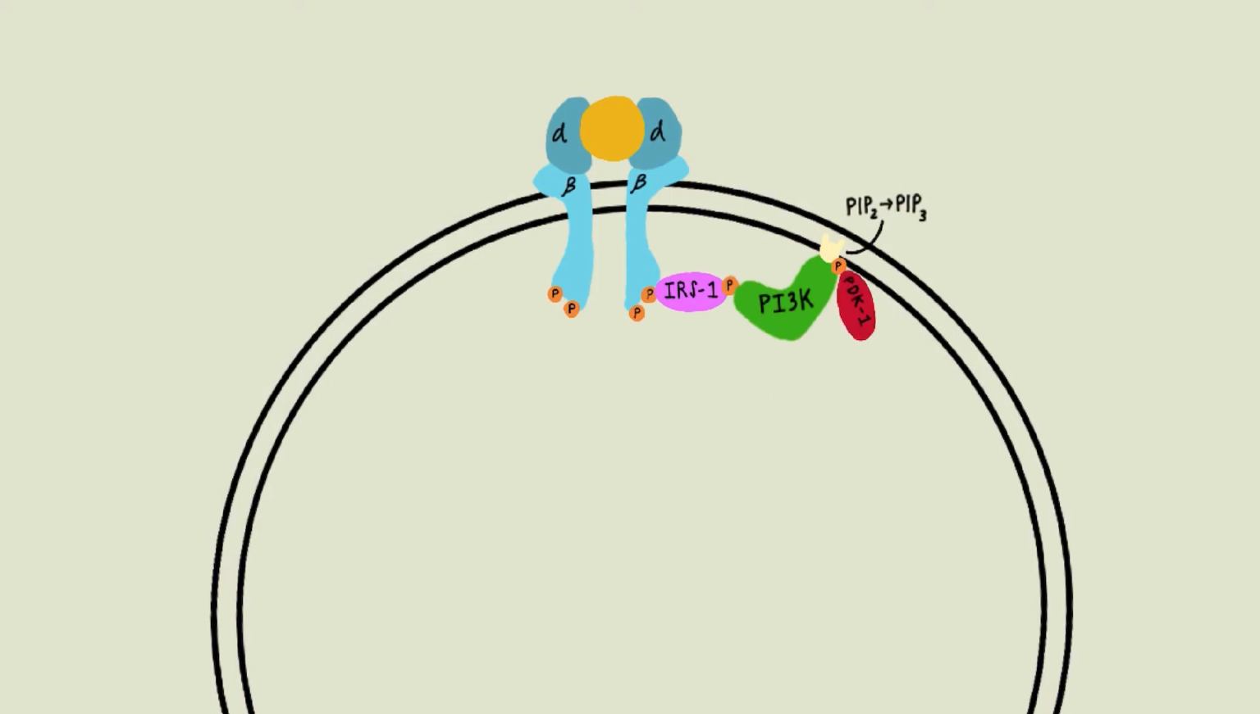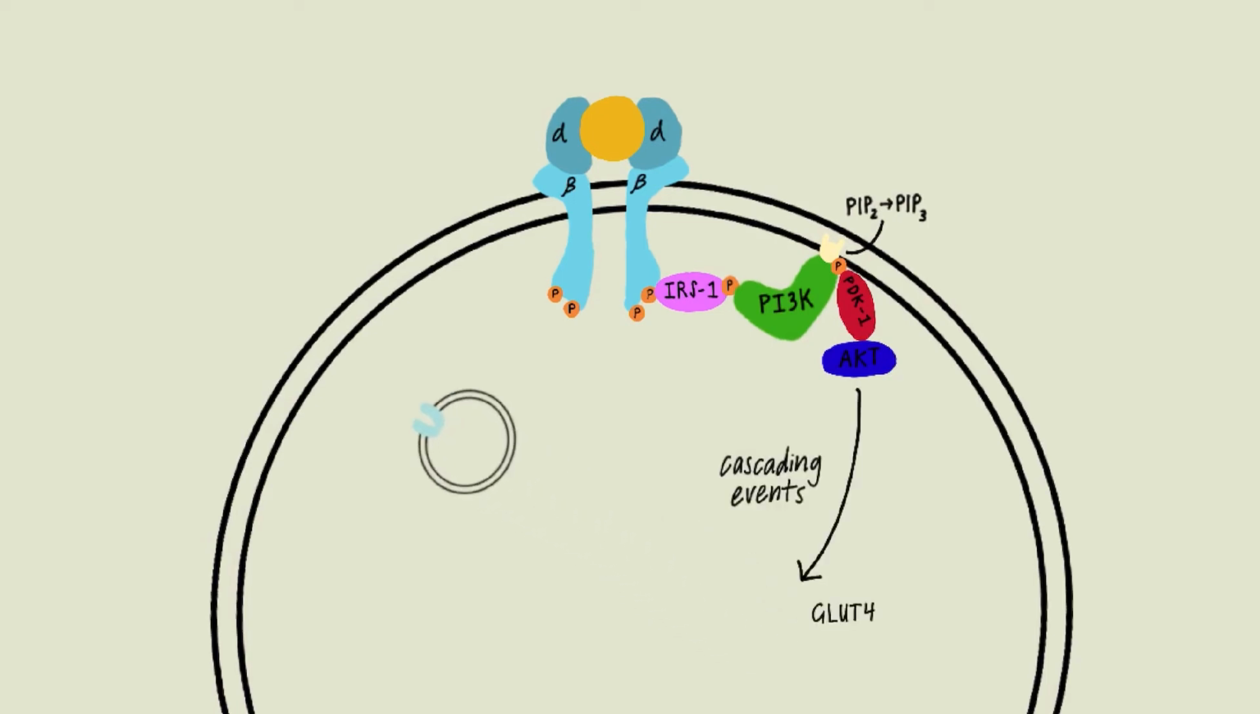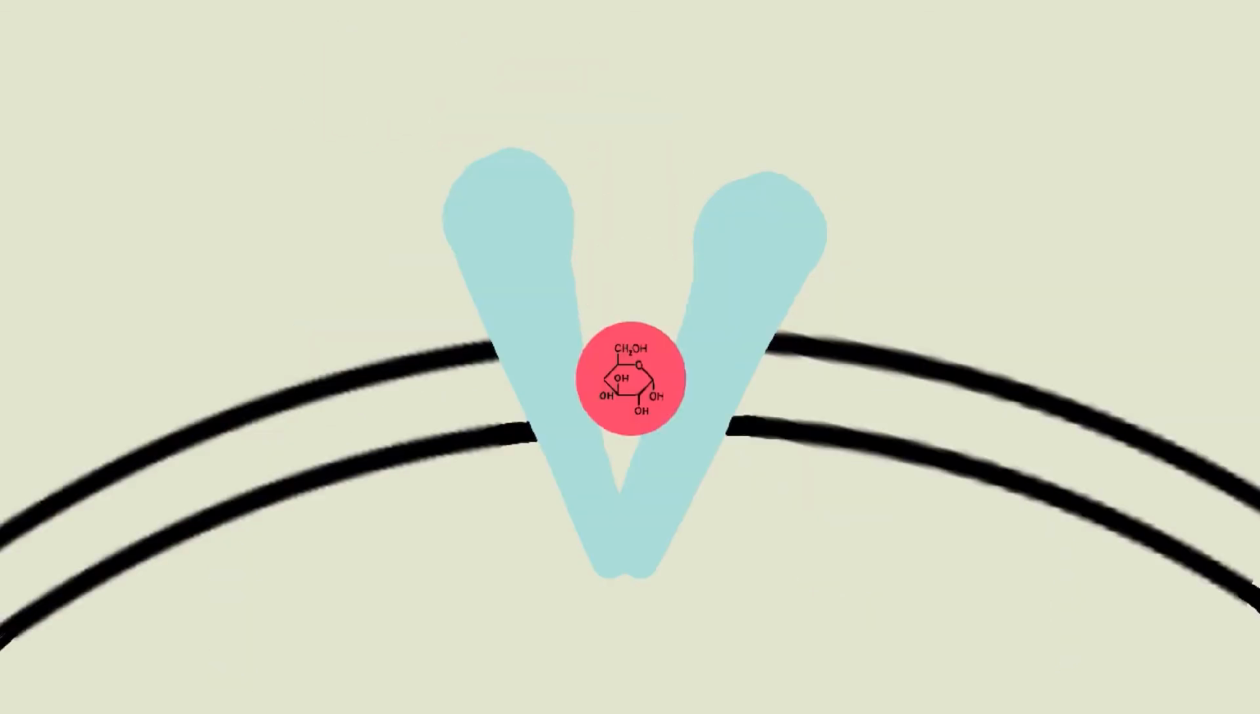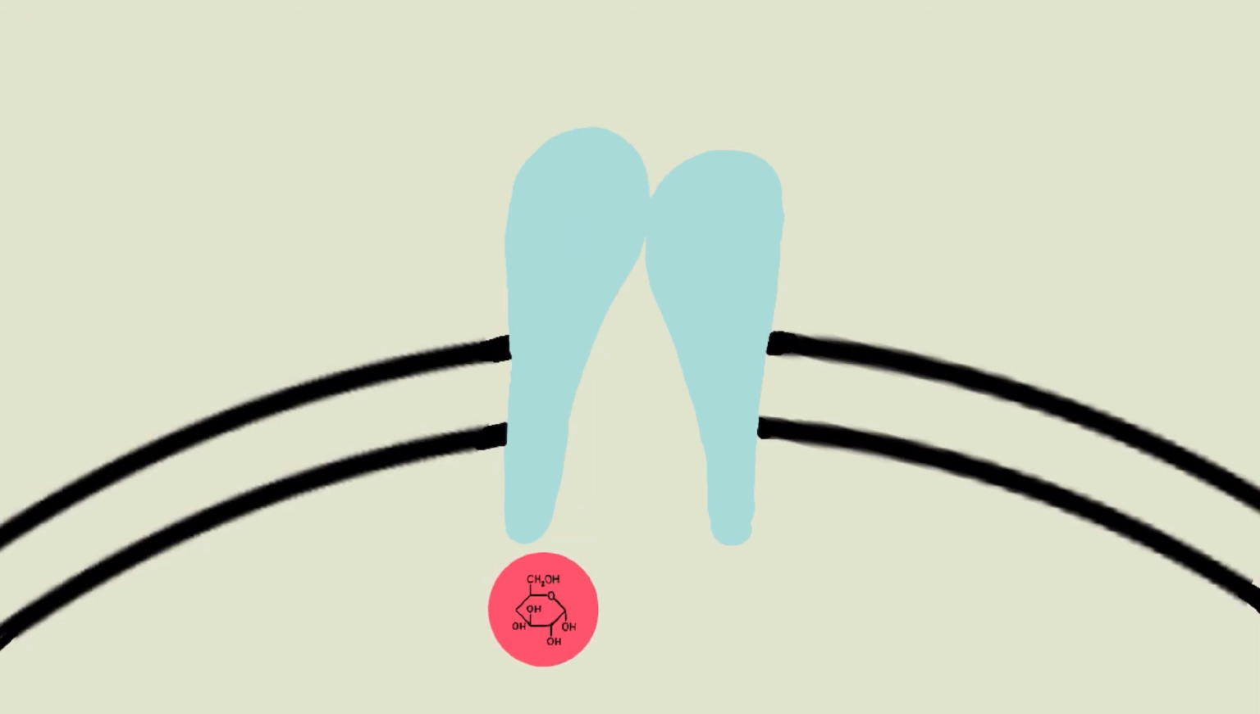PIP3 serves as a recognition site for PDK1. PDK1 then phosphorylates AKT, another protein kinase. The activation of AKT triggers a cascade of events that causes GLUT4 glucose transporters to move to the cell membrane, where they facilitate the transport of glucose across the cell membrane into the cell, thus reducing blood glucose levels.